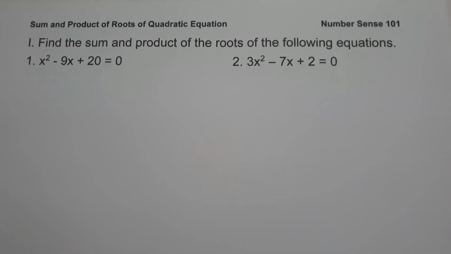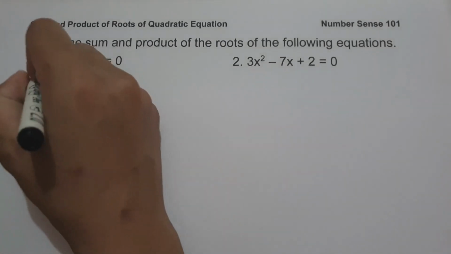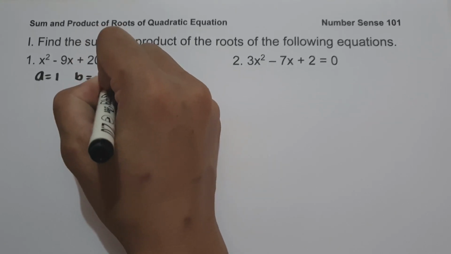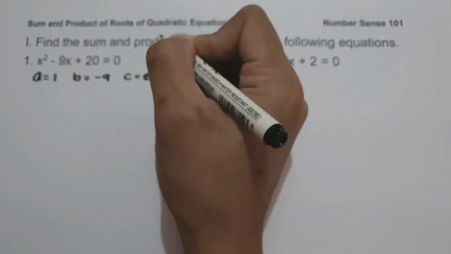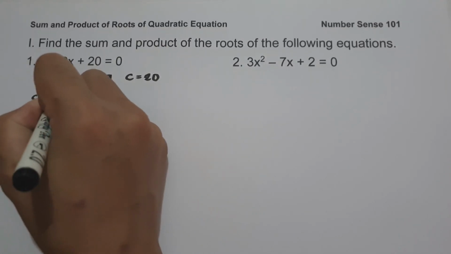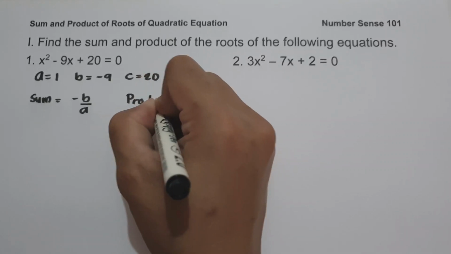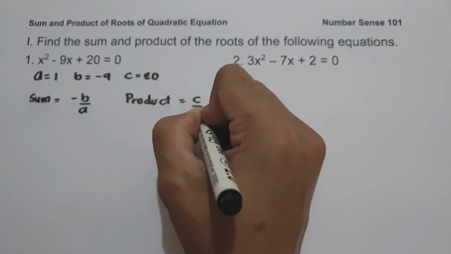On the first set of examples, we are going to find the sum and product of the roots of the following equations. On number 1, we have x squared minus 9x plus 20 equals 0. Since the given equation is already written in standard form, we can easily identify the values of a, b, and c. So the value of a is 1. The value of b is negative 9, and c is 20. And the formula for the sum of the roots is negative b over a. And for the product of the roots, that is c over a.